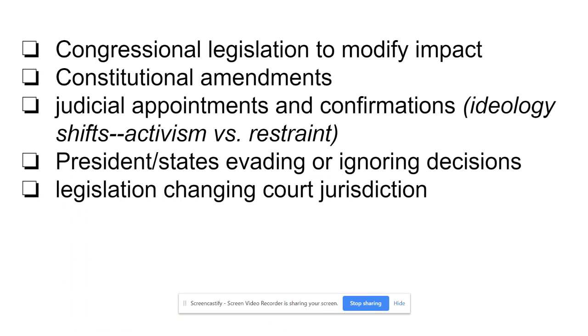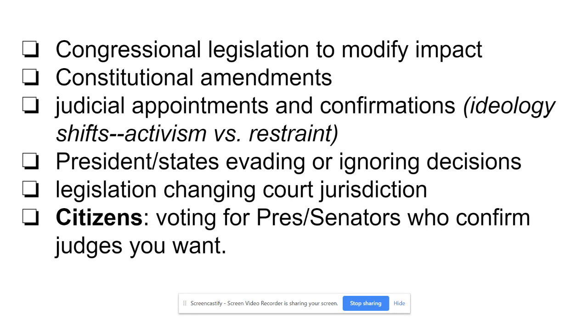And then legislation changing court jurisdiction. So if the Congress doesn't like the court ruling on a certain issue, they could actually pass a law saying that in the future the court can't rule on that type of issue.